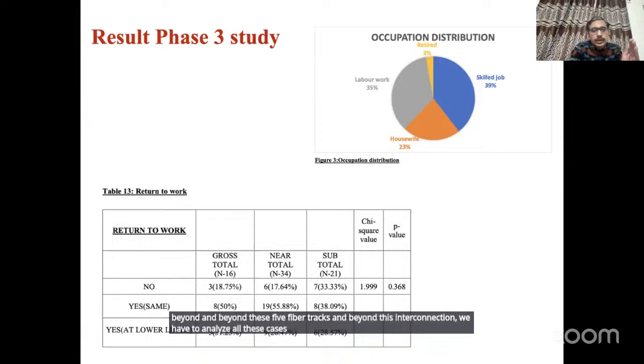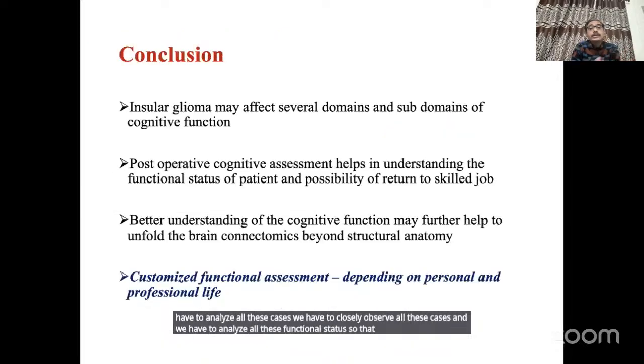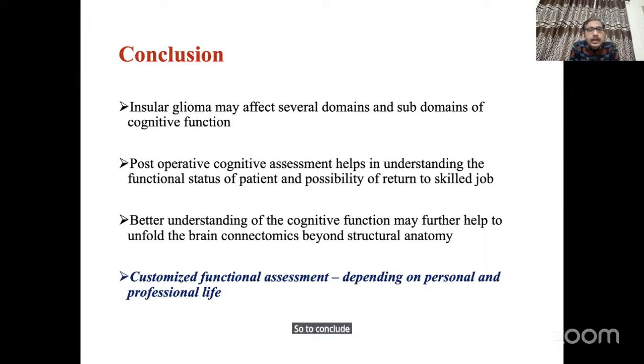We have to closely observe all these cases, and we have to analyze all these functional statuses so that we could understand more and more about insular glioma. So to conclude, the insular glioma may affect several domains and subdomains of cognitive function.